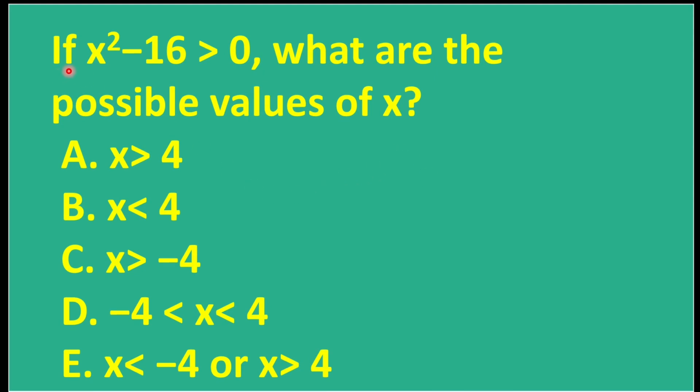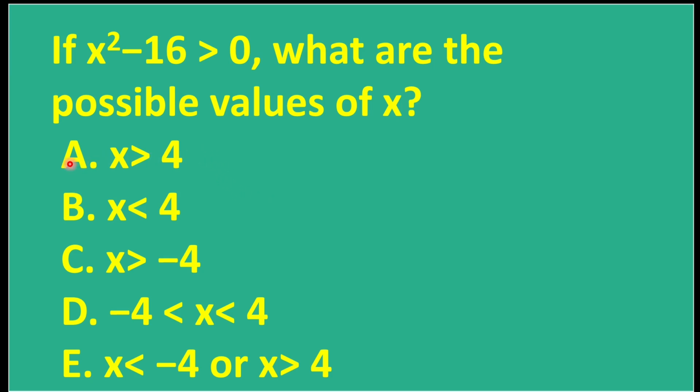Today we have this question: if x square minus 16 is greater than 0, what are the possible values of x? Option A is x is greater than 4. Option B is x is less than 4. Option C is x is greater than minus 4. Option D is minus 4 is less than x, and x is less than 4. Option E is x is less than minus 4, or x is greater than 4. So let's examine one by one all these values.